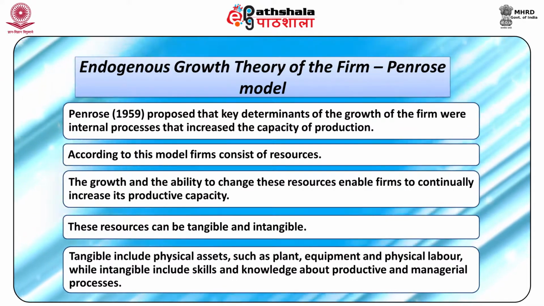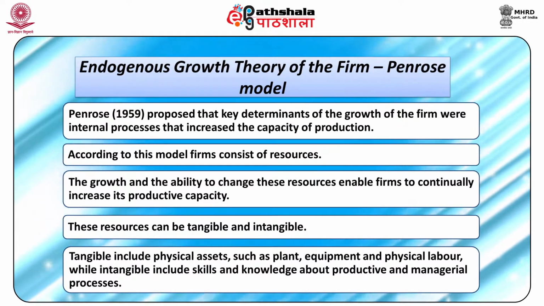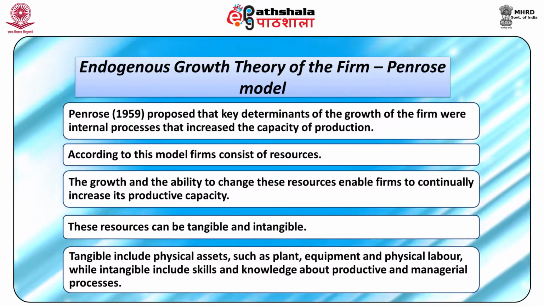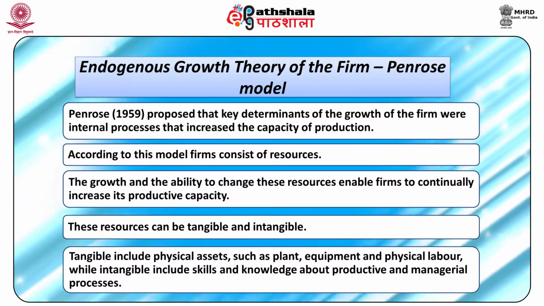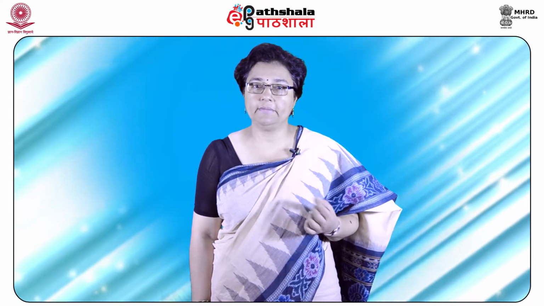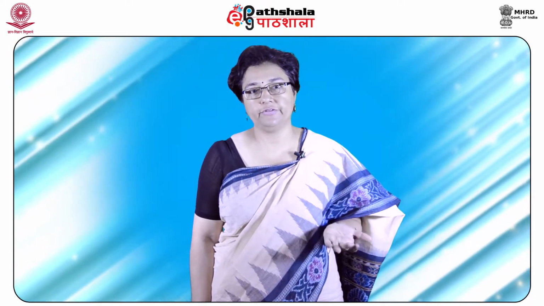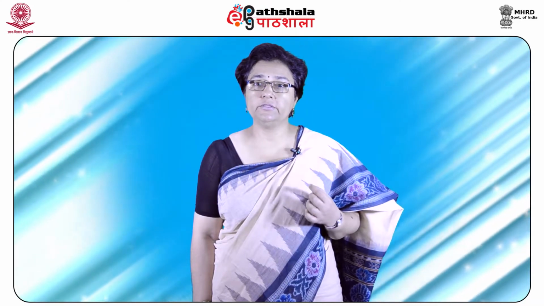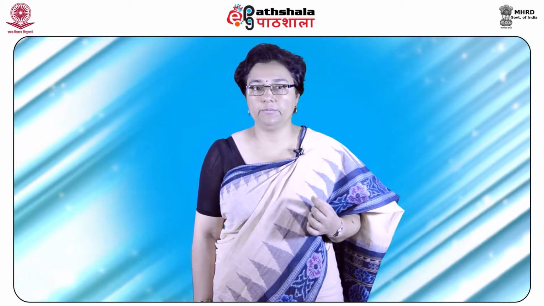These resources can be tangible and intangible. Tangible resources include physical assets such as plant, equipment, and physical labor, while intangible includes skills and knowledge about productive and managerial processes. These resources facilitate a supply of heterogeneous range of services to the managers to be used in different activities of the firms. Both the tangible and intangible resources are strongly interlinked with each other. The output for a given unit of tangible resource not just depends on the production function, but also on the intangible resources associated with inputs.